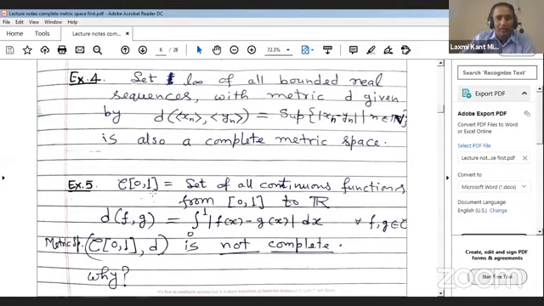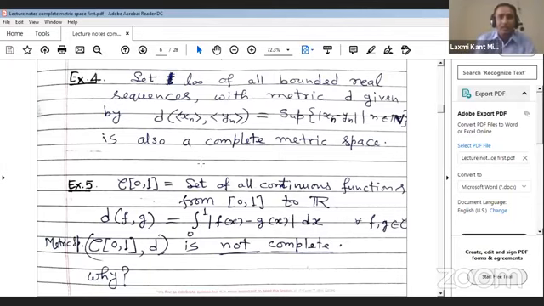The next example is C[0,1], that is, the set of all continuous functions from the closed interval [0,1] to R. If we take the metric function d defined by the integral from 0 to 1 of |f(x) - g(x)| dx for every f and g, then this metric space is not complete. That means it is an incomplete metric space. Why is it incomplete?